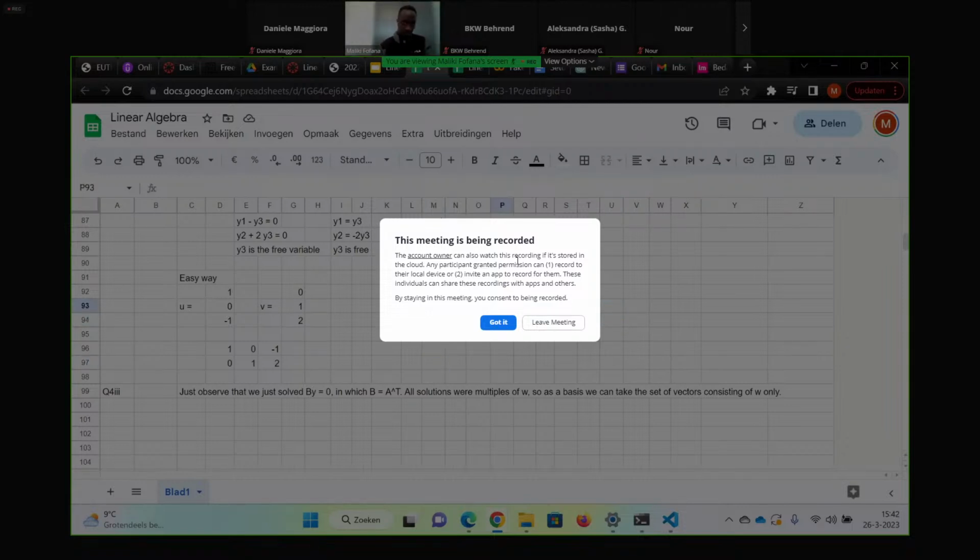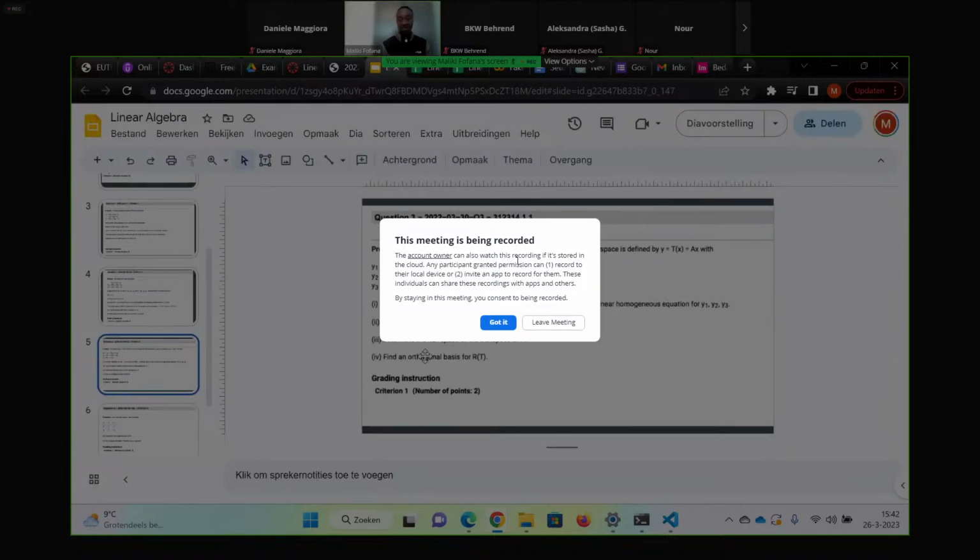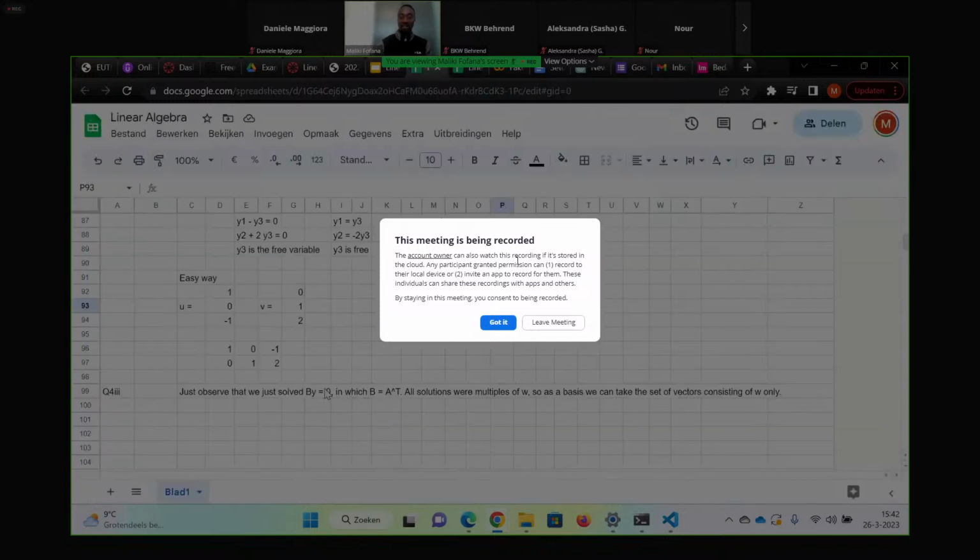How did we solve By equals 0 and not y equals 0? Yes, that's because of the question. We're taking, like they said, determine the null space of the transpose of A, right? And then by taking By equals 0, in which B is equal to the transpose of A. So the goal is to calculate the transpose of A. So that's why we're taking By equals 0. Okay.